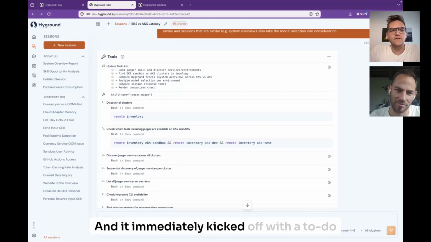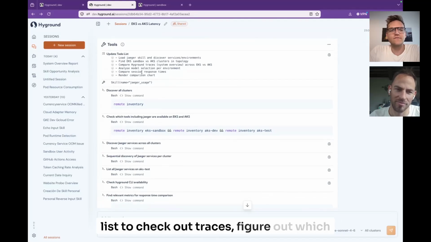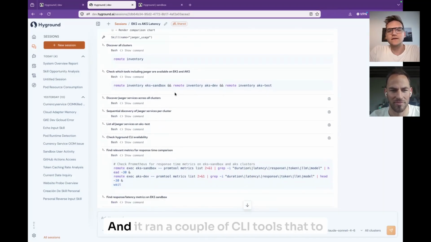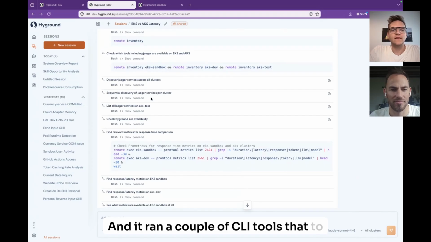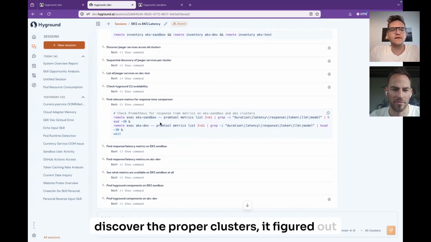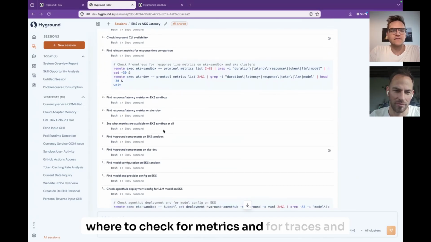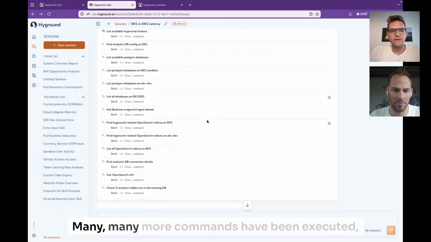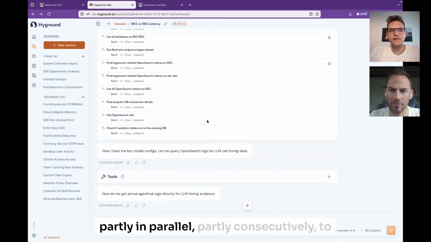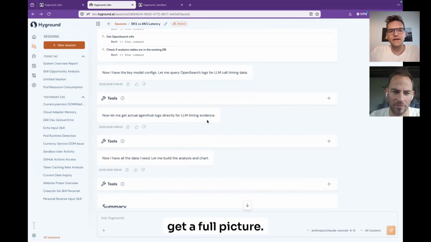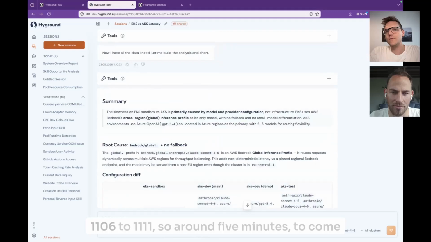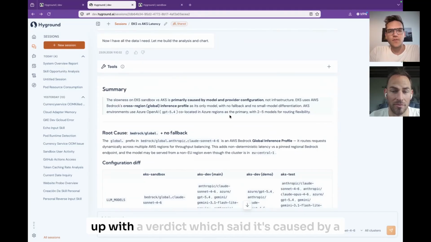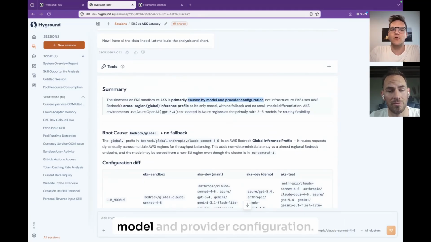And it immediately kicked off with a to-do list to check out traces, figure out which clusters to compare, and check out the model comparison between all of those. And it ran a couple of CLI tools to discover the proper clusters. It figured out where to check for metrics and for traces and how to get the model configuration. As you can see here, many more commands have been executed, partly in parallel, partly consecutively, to get a full picture. And this full picture took Hyground around 5 minutes to come up with a verdict, which said it's caused by a model and provider configuration.